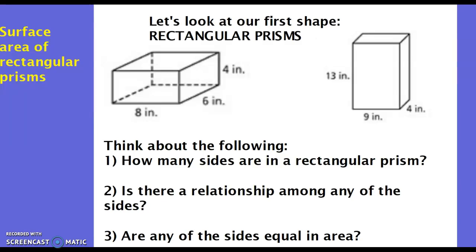Alright, so how many sides are in a rectangular prism? Well, what you should have come up with is there are 6 sides, because there's the front and the back, a left and a right, and a top and the bottom. Question number 2, is there a relationship among any of the sides? Well, hopefully you said yes, because there's a lot of sides that are equal to each other. The front and the back are equal to each other, the left and the right are equal to each other, and the top and the bottom. So are there any sides equal in area? Yes, there are.